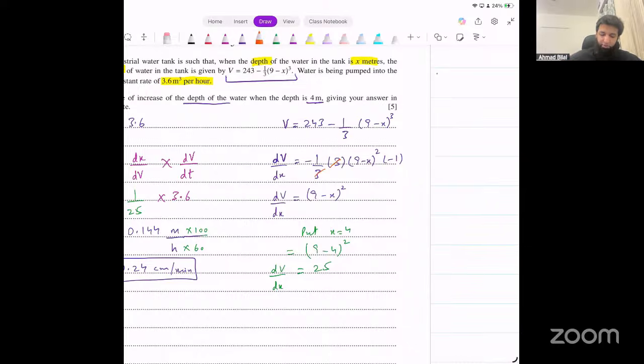All right, I'm sorry. This was your original answer, 0.144, not just 1 over 25. So this is your answer in meters per hour, which is 0.144. At the end, to convert meter per hour to centimeter per minute, you multiply by 100 and divide by 60. That will convert it to centimeter per minute.